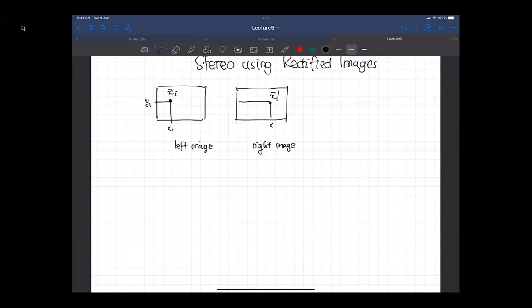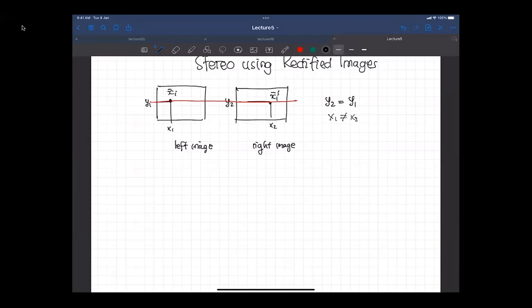So this location here is x2, and in a rectified image, you should remember this one, y2 is equal to y1. This is the basic property of rectified images: the y information is the same, only the information on the x-axis is different. So x1 is not equal to x2. Any questions here?